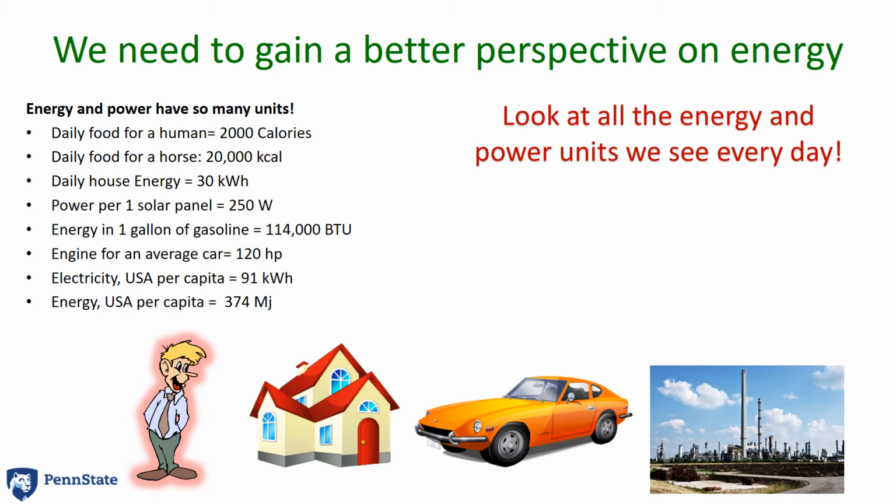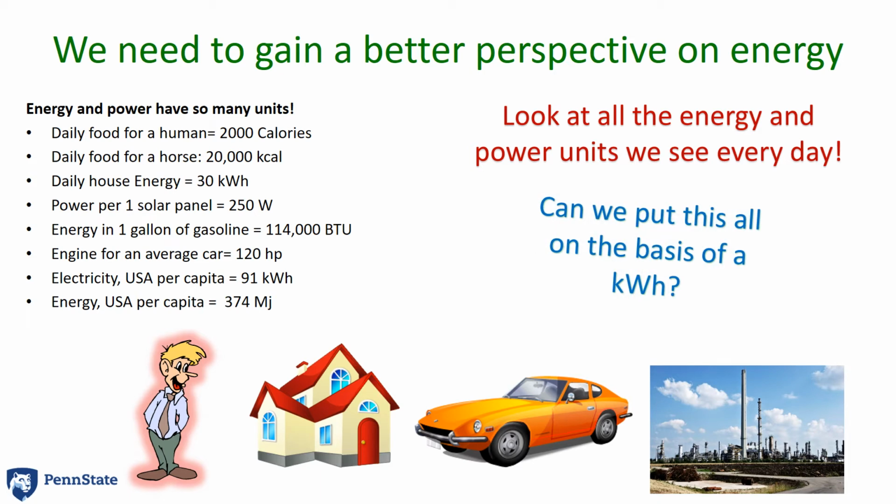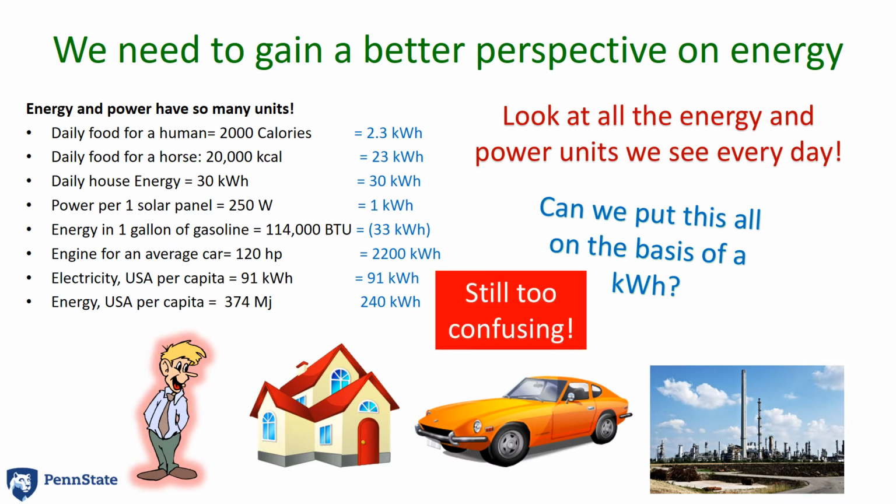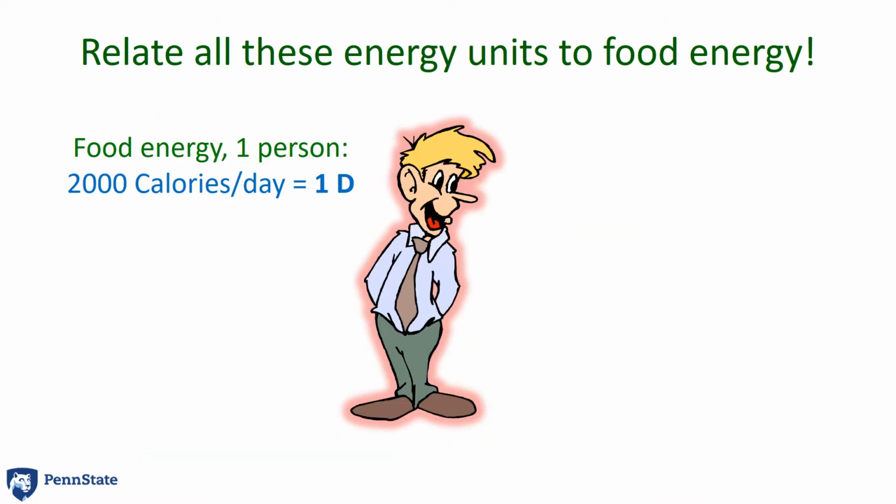How can we understand these units? Well, one way is we could put them all on the basis of a kilowatt hour. However, look at those numbers. They're all still rather confusing, and it's tough to relate to a kilowatt hour. So we need to find something that's not quite so confusing. I propose that we define 2,000 calories a day, or the food that one person eats, as the unit 1D, one daily energy unit.